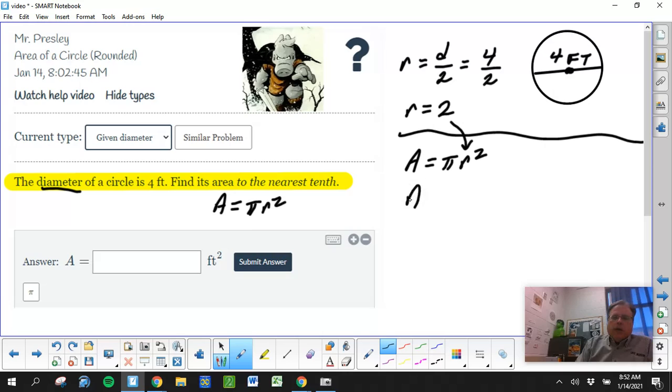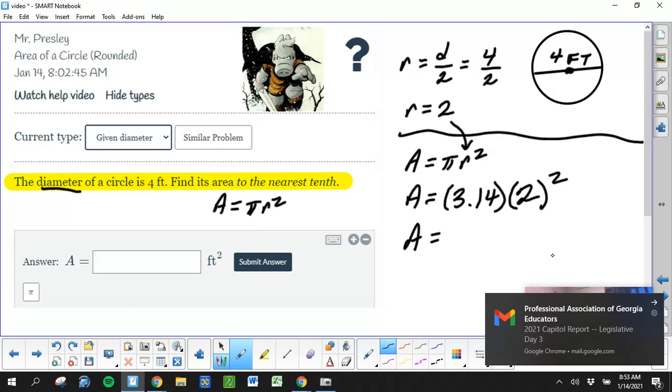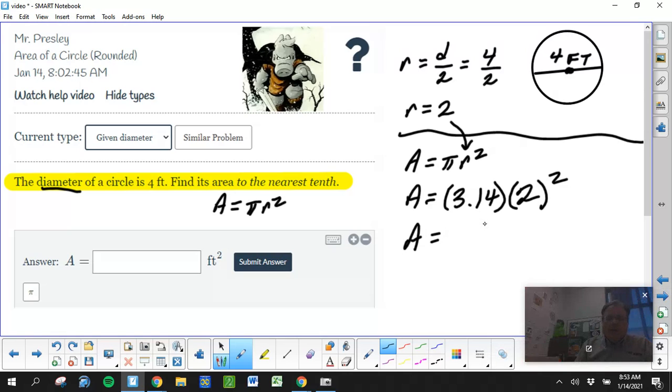All right, so I substitute. Now they want to the nearest tenth, so I replace the pi with 3.14. That's your old buddy. You've seen him year after year. And the radius is 2 feet, halfway across. And I'm not going to write feet. All right, and then I type that in. So you just type in with your calculator. If you don't have a squared button, you would do 2 times 2 this time because 2 squared is 4. That's a little confusing. Okay, so multiply that out.